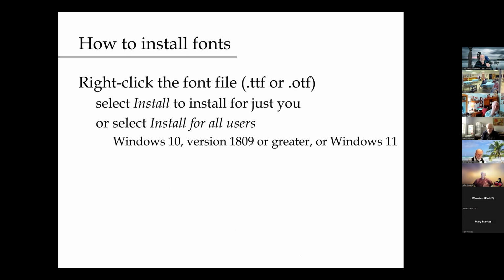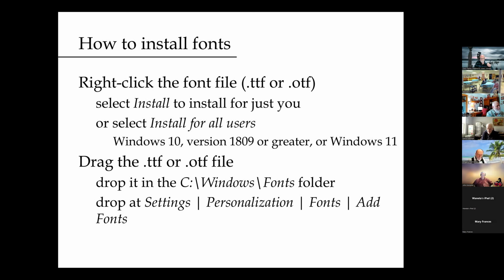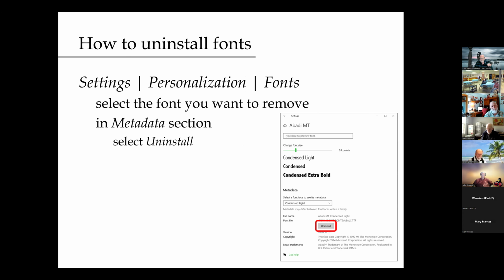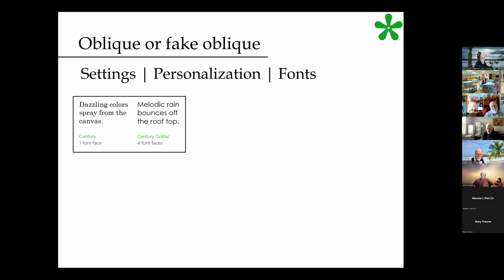How to install fonts. Right-click on the font file. If you select Install, it'll install just for you, or you can install for all users, and then any other accounts on your computer will be able to use the font as well. Or you can just drag and drop the font into the Windows Fonts folder to be available for all, or drop on Settings, Personalization, Fonts, Add Fonts is another way of getting it. Uninstalling fonts, basically you just go to the font dialog box, choose uninstall.